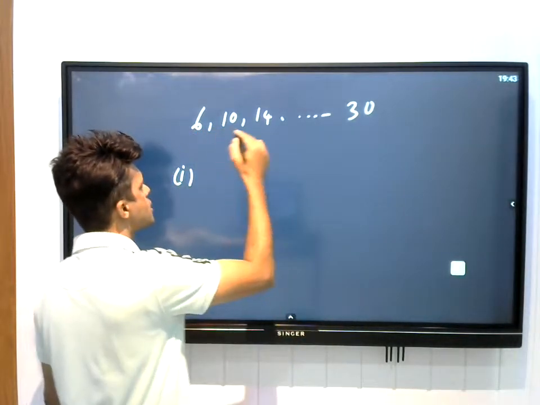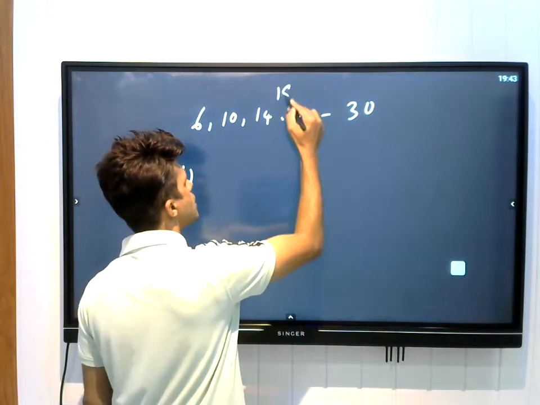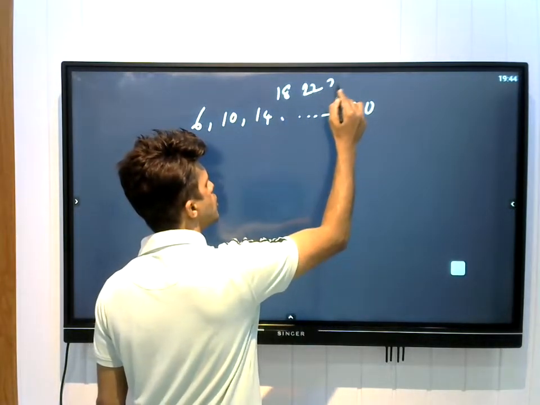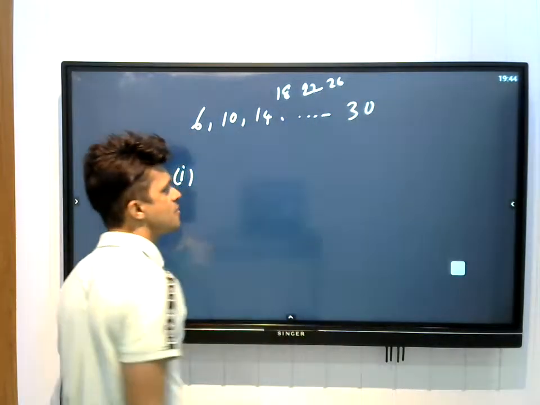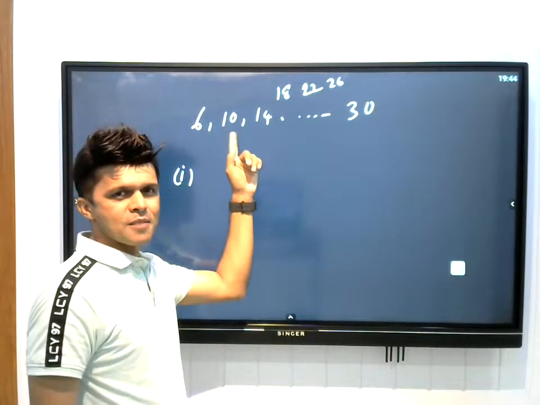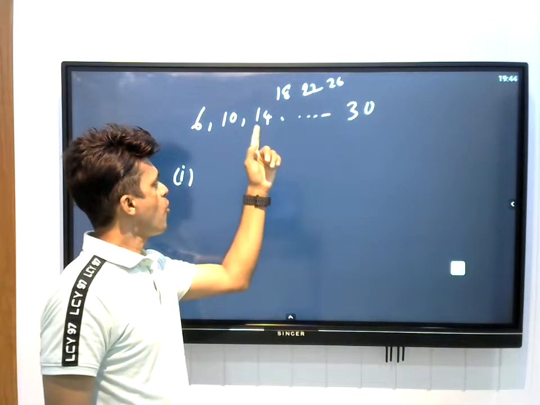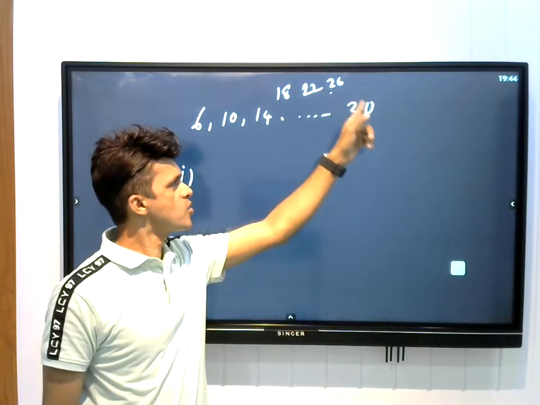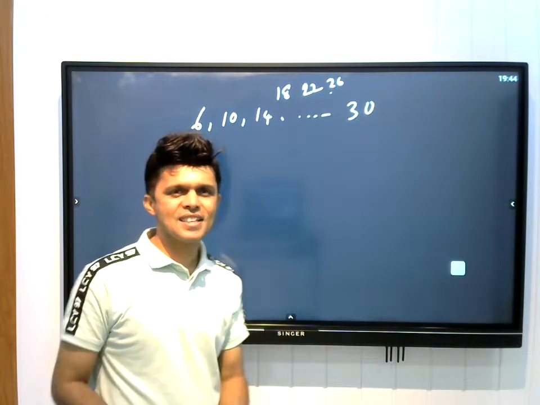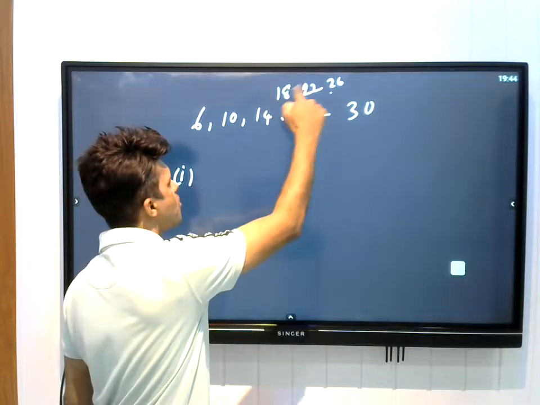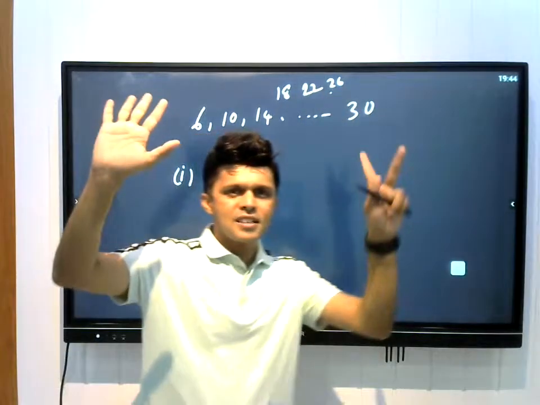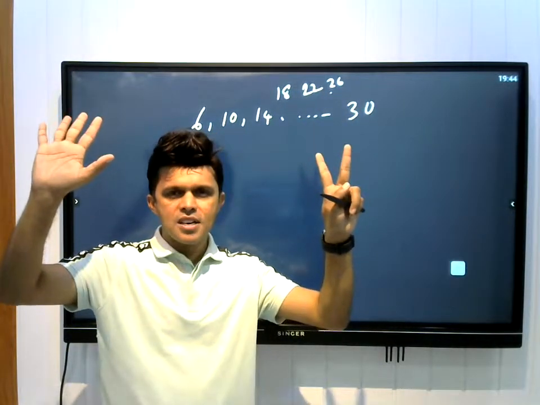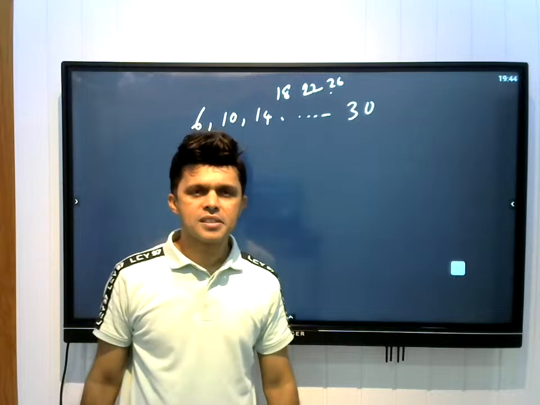Now I will show you: 6 plus 4, 10, plus 4, 14, plus 4, 18, plus 4, 22, plus 4, 26, plus 4, 30. How many terms are there here? 1, 2, 3, 4, 5, 6, 7. 7 terms are in this progression.